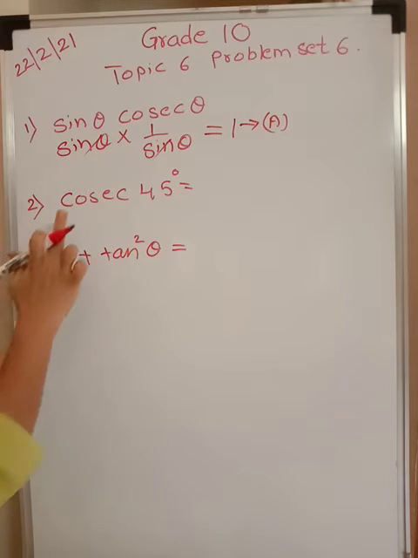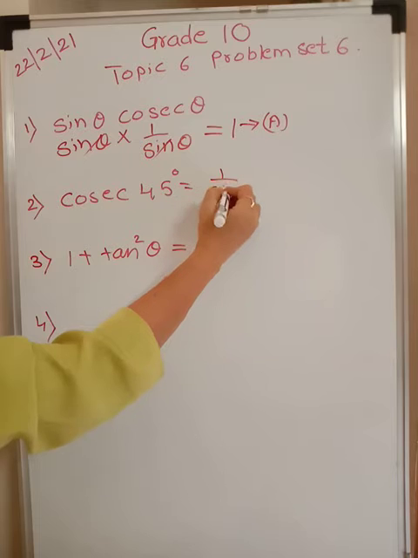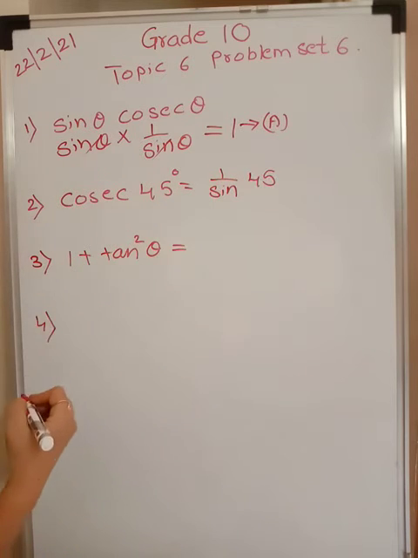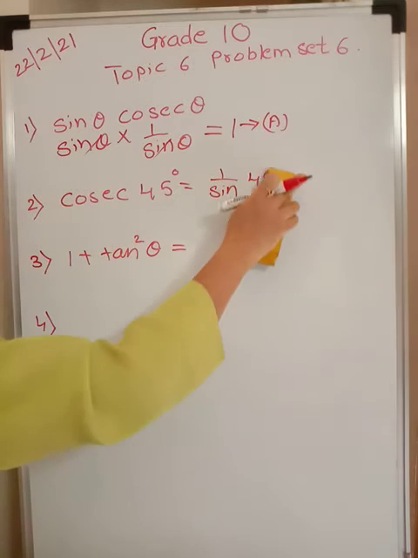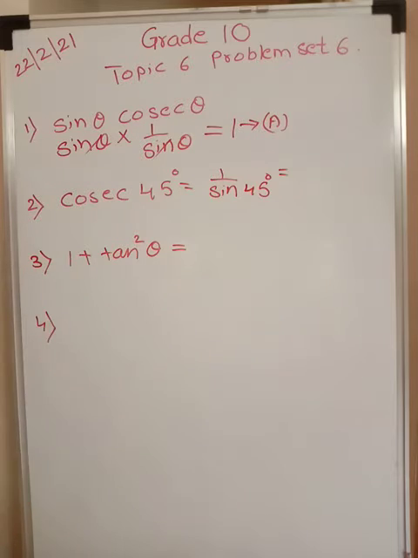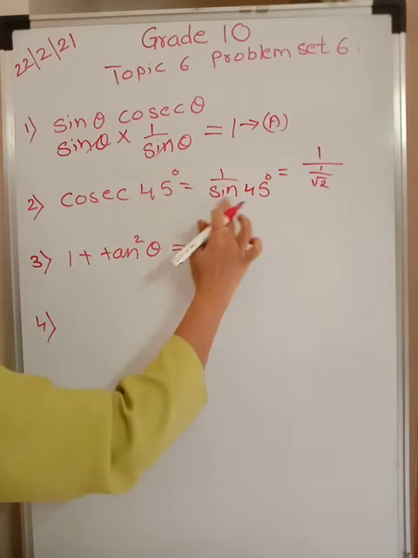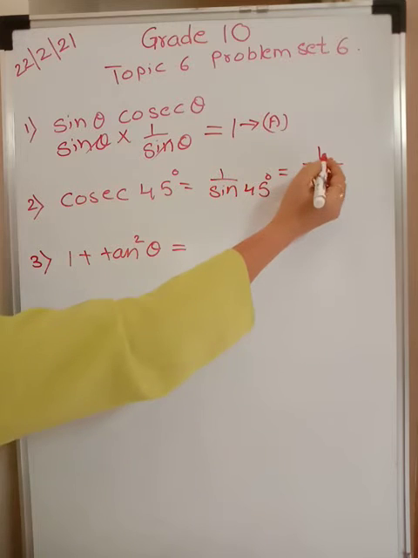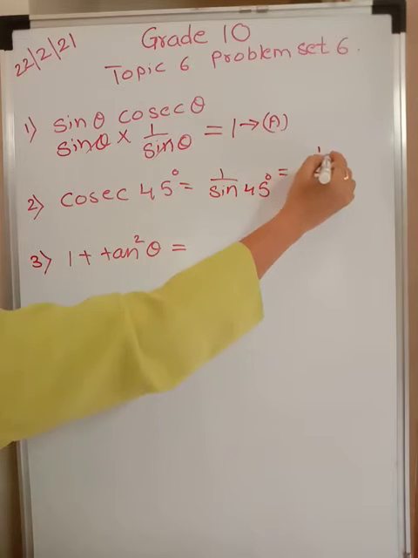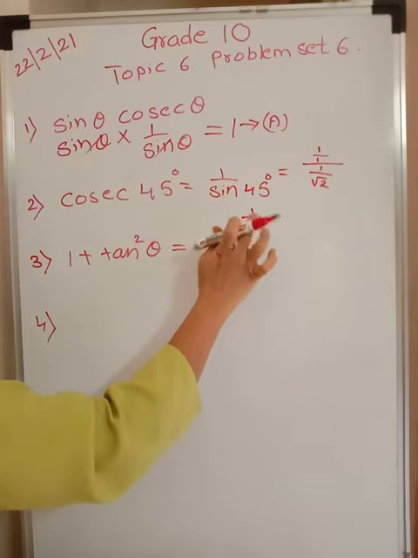Alright. Now cosec 45 degrees is equal to question mark. Again you know cosec is nothing but 1 upon sine theta. So this is 1 upon sine 45. Alright. Now what is sine 45? We all know sine of 45 degrees is nothing but 1 upon root 2. So 1 I am writing as 1 upon 1. So if you convert this, you have 1 upon 1 divided by 1 upon root 2.